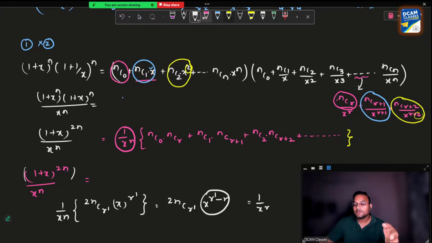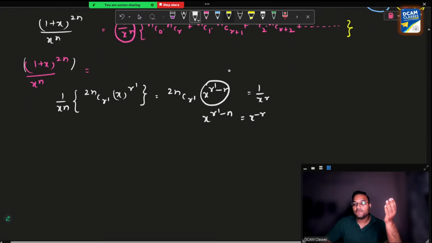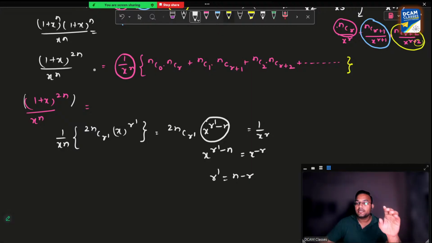Yes, so for that I'll get the value of r'. So x^(r' - n) should be equal to x^(-r). So that means what should be the value of r'? r' should be n minus r. So from the left side, to get 1/x^r, I should take the (n minus r)th term.